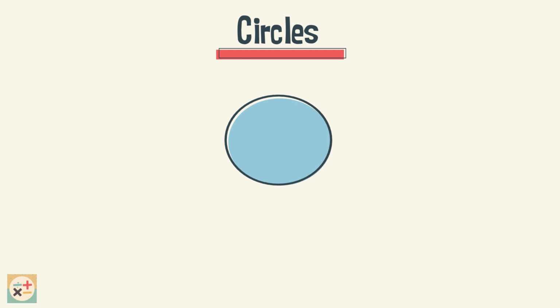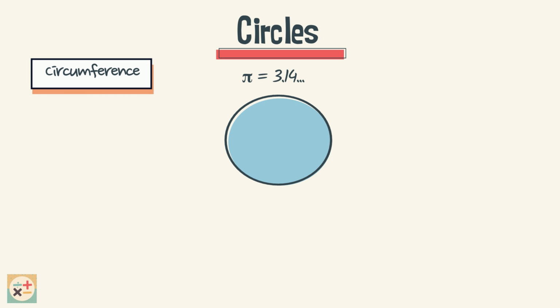Now circles. These always come up. The key thing you need to know for circles is that pi, shown by this symbol, equals approximately 3.14. Key terms. Circumference equals the distance around the circle. Here's the formula to find the circumference. Pi times the diameter.